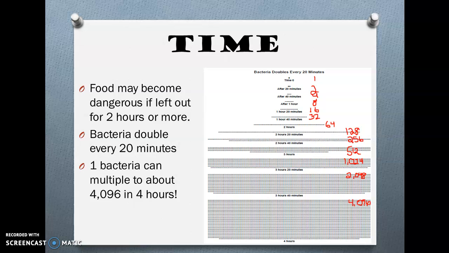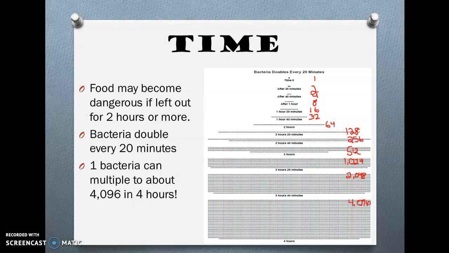Time, gentlemen. The first T in FATTOM stands for time. Time is very, very important when it comes to food safety. We went over and discussed why the danger zone is important. You guys actually just examined the danger zone in lesson one. So you have an understanding of why various different times are important.